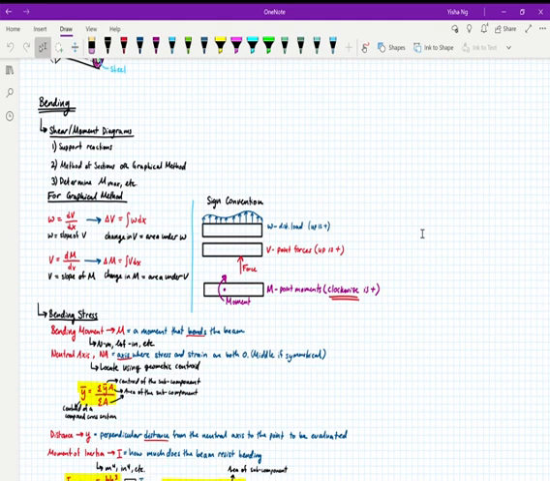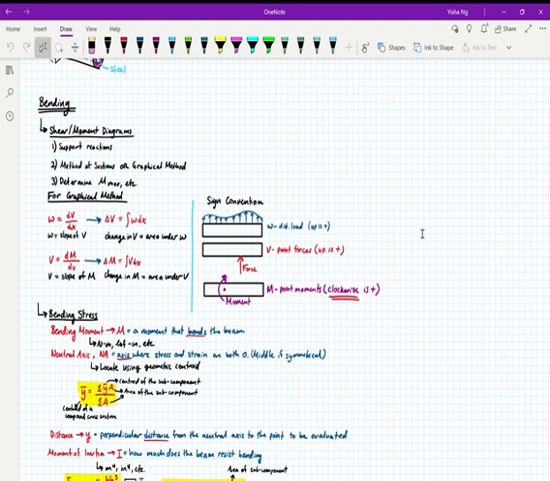So the first thing we did with bending was shear moment diagrams. The process you're going to do with those is always first find your support reactions. Second, you can use method of sections or the graphical method in order to actually draw your shear moment diagrams. And then you use that to find values like, for example, maximum moment or maximum shear stress.